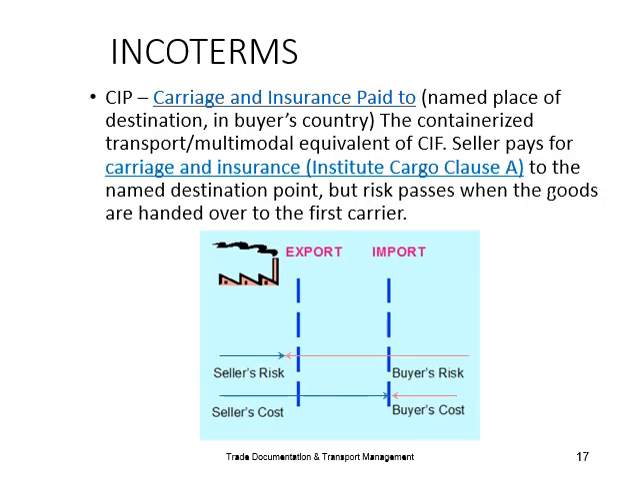CIP, carriage and insurance paid to, named place of destination, is similar to CPT, with the exception that the seller is required to obtain at least the all-risk ICC-A coverage for insurance of the goods. So in this case, the risk will pass also when the goods are handed over to the first carrier.